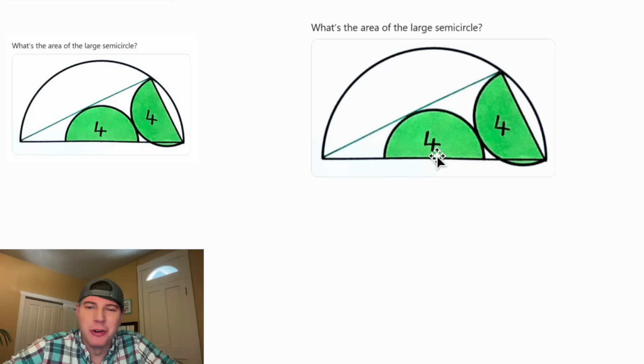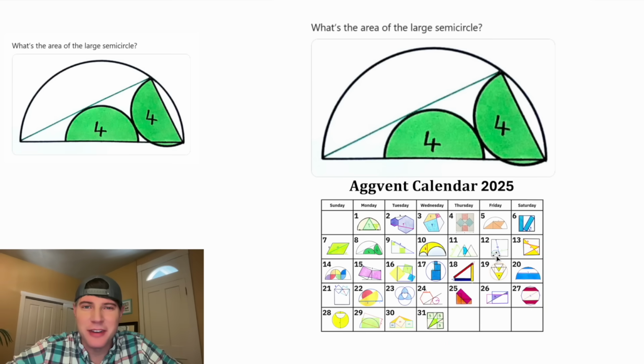Hey guys, this looks like a fun one. We're given a semicircle and two other semicircles, and it wants us to find the area of the large semicircle. We're also given this line here, which I'm assuming is tangent here. This is day 8 of the 2025 Advent calendar.